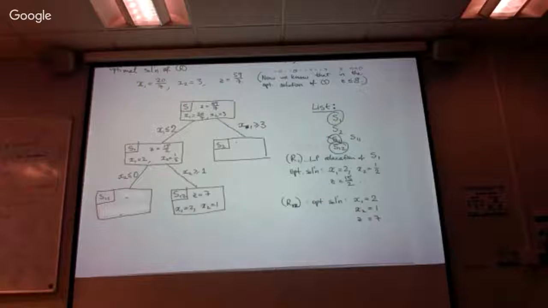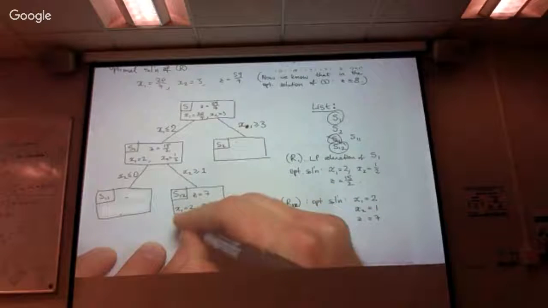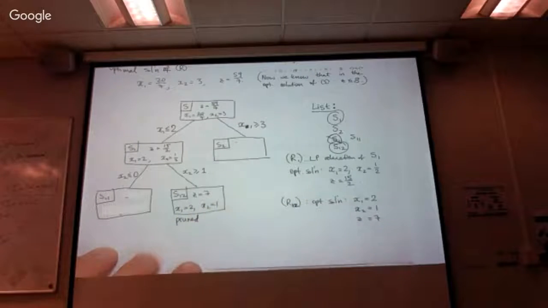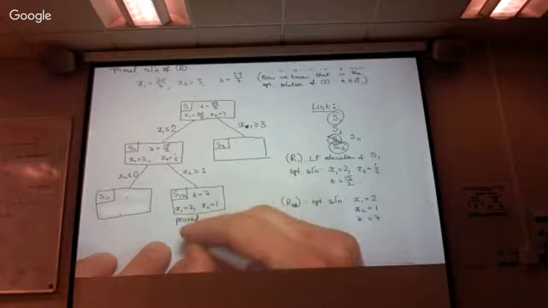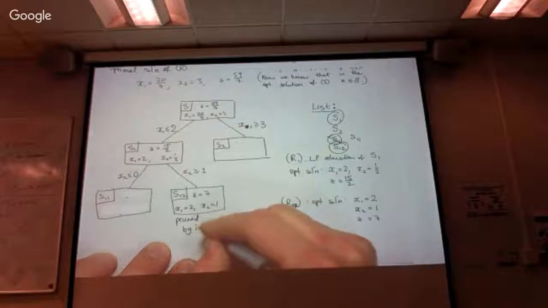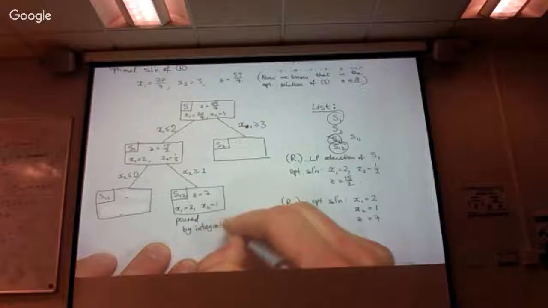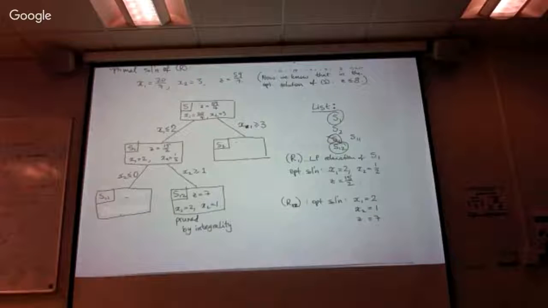Does this branch? Does the tree grow on? Why not? What we call it when the tree does not branch again is that it's pruned. And this is pruned because it's integral. So pruned by integrality, or optimality, if you like.